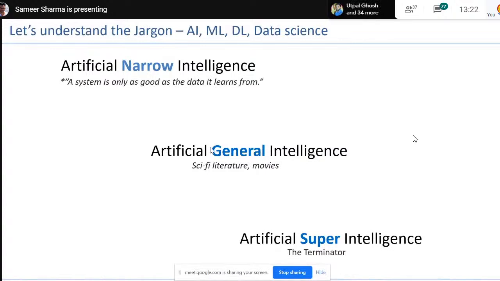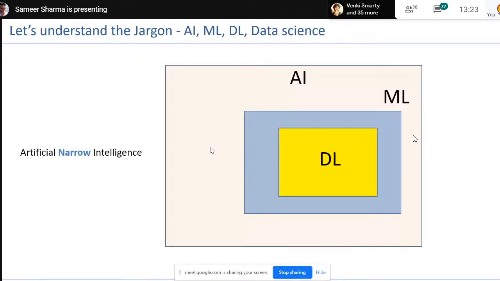So now, are we clear? When we say artificial intelligence, we are talking about narrow or weak artificial intelligence. Say yes or no, please. Yes, sir. Great. So now we are clear on what AI is.